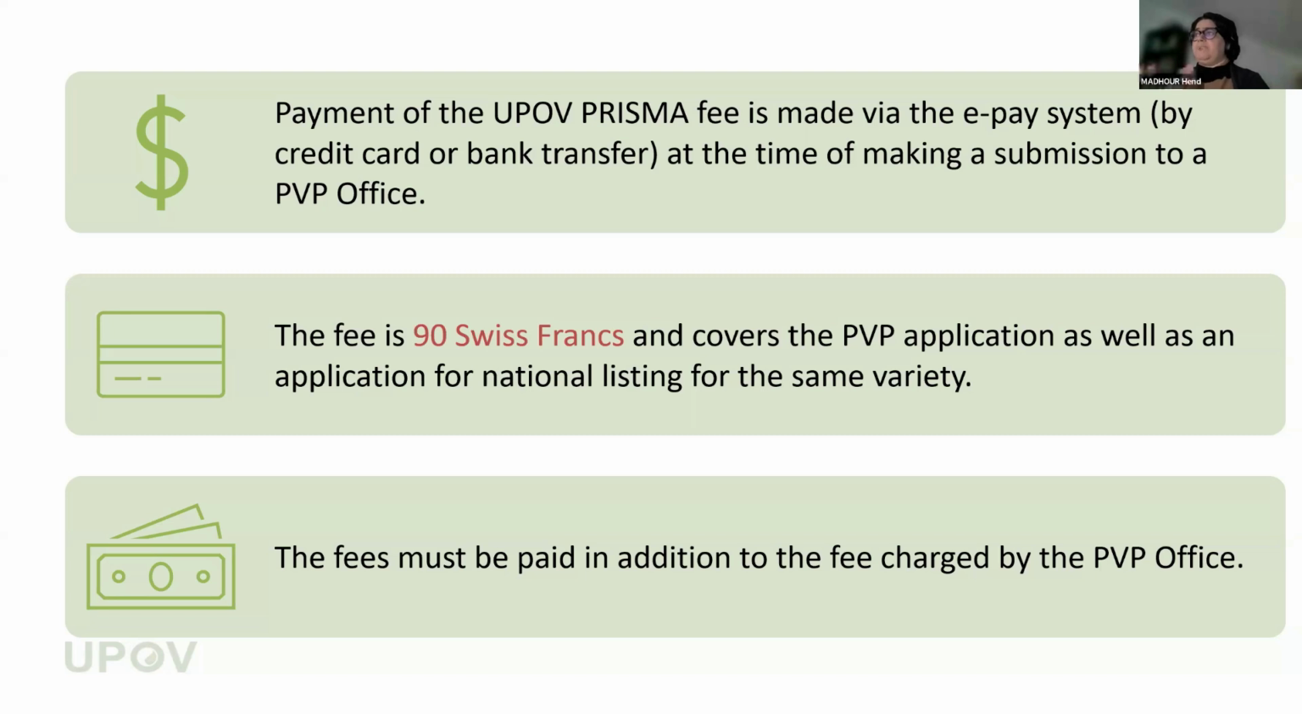For example, in some cases, which is not the case for the United States, where we do have an application for national listing, if we go for a joint application, you will pay only one fee, 90 Swiss francs instead of 180 Swiss francs. The fees must be paid in addition to the fee charged by the PVP office.